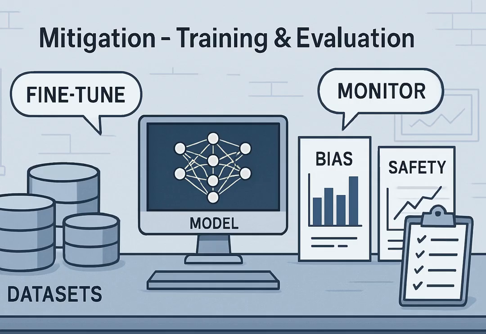Fourth, improve training evaluation. Use diverse, high-quality datasets, fine-tune with domain-specific examples, and run robust bias and safety testing. Automated evaluation metrics are helpful, but pair them with human audits to catch subtle issues. Continuous monitoring after deployment helps catch regressions or emergent problems.